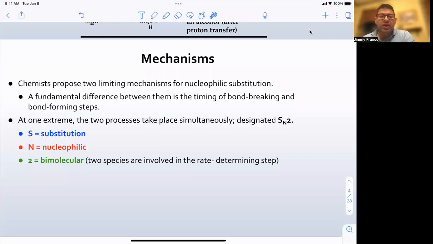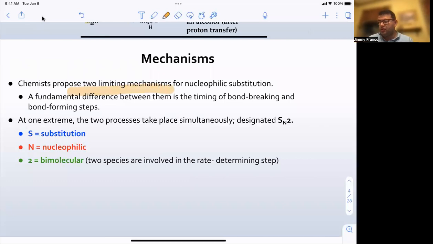So when you're looking at SN1, SN2, we want to think about the mechanism. And we're going to actually use this a lot because it's going to help us predict the product and the stereochemistry. So it's really important for looking at what the major product is going to look like. All right, so what chemists think is there's two different mechanisms for substitution reactions.